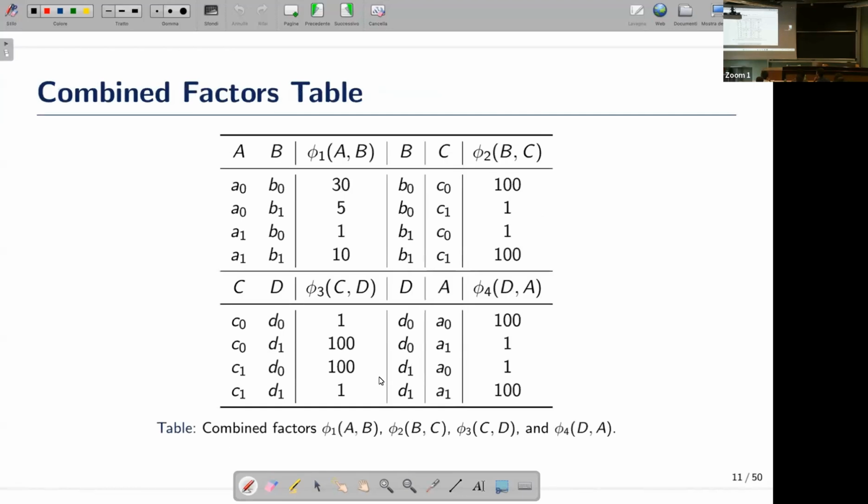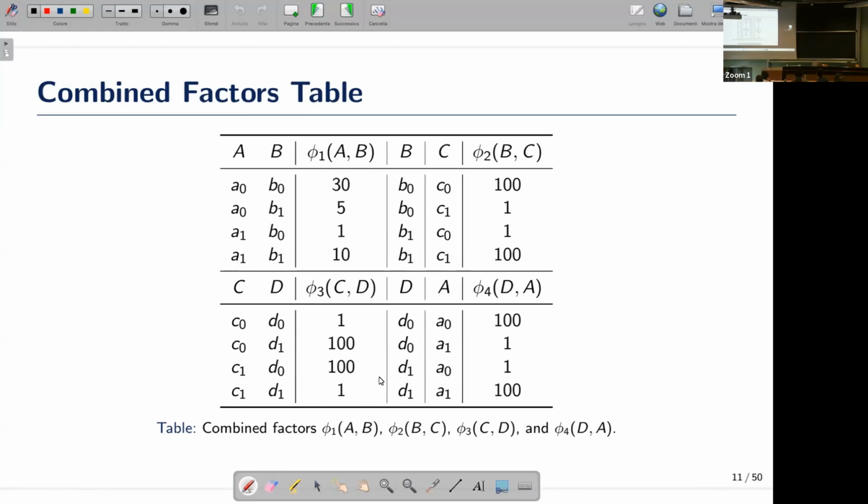Okay, so these are all the couples, right? You see A and B, they can take values A0 B0, A0 B1, A1 B0, and so on. All the factors, you see this is 35, 1, 10, and so on. And you can realize these are not probabilities, right? Correct? Because it's not between 0 and 1, they don't sum.